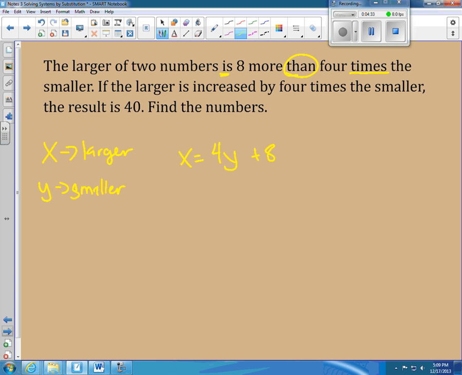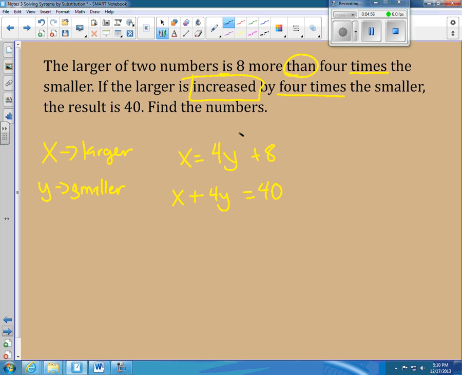If the larger is increased by 4 times the smaller, the result is 40. So our result is 40. So we're going to take our larger. We see the word "increased by," that tells us plus 4 times. Again, we see 4 times, so 4y.